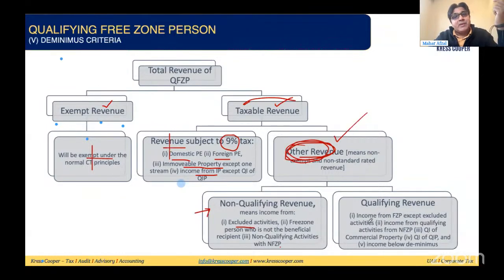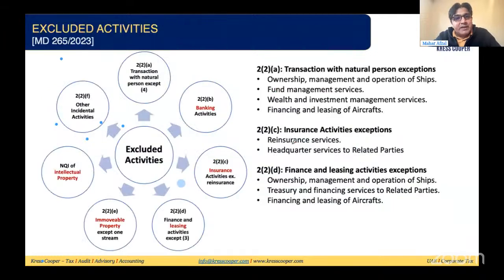We have already discussed income that is being generated from another free zone person who is the beneficial recipient, and income that is being generated from a non-free zone person from qualifying activities, one stream of the commercial property, and qualifying income of the qualifying intellectual property. This will be qualifying income. These incomes will be non-qualifying income. This non-qualifying income should not be more than 5% of this total revenue. I believe everybody is clear. Then we'll be going to the questions directly. These are the excluded activities. I think we've already discussed them so many times. You can go through this.